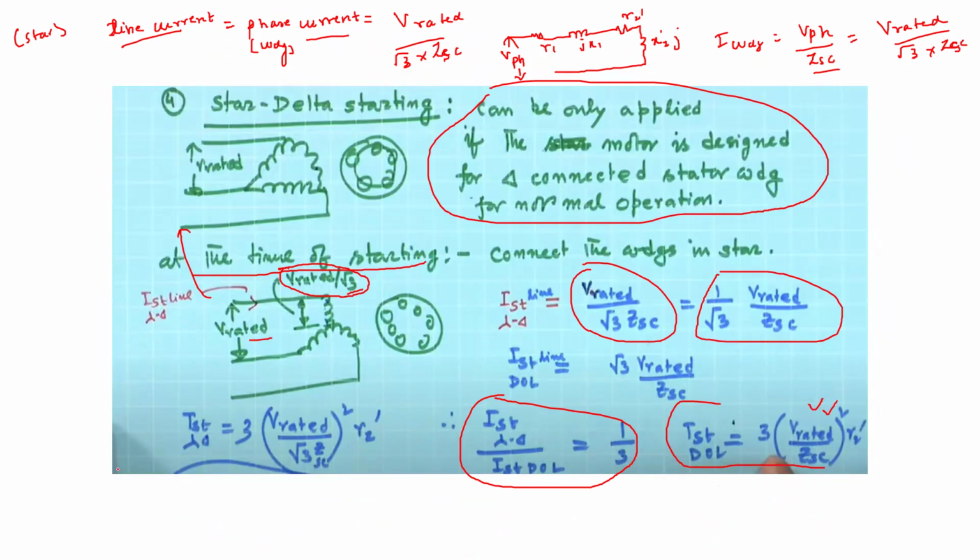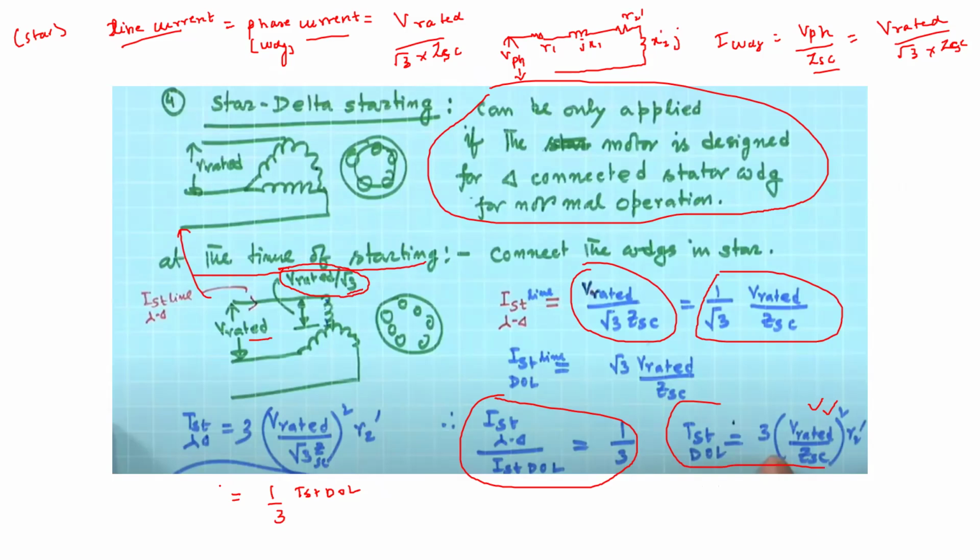Okay. Now what about the starting torque in this star delta method? You will see it becomes 1 by 3 times the starting torque of DOL. So here the starting torque becomes one third, and the starting current also becomes one third. Okay, so this is the star delta starting method. So this is what happens.